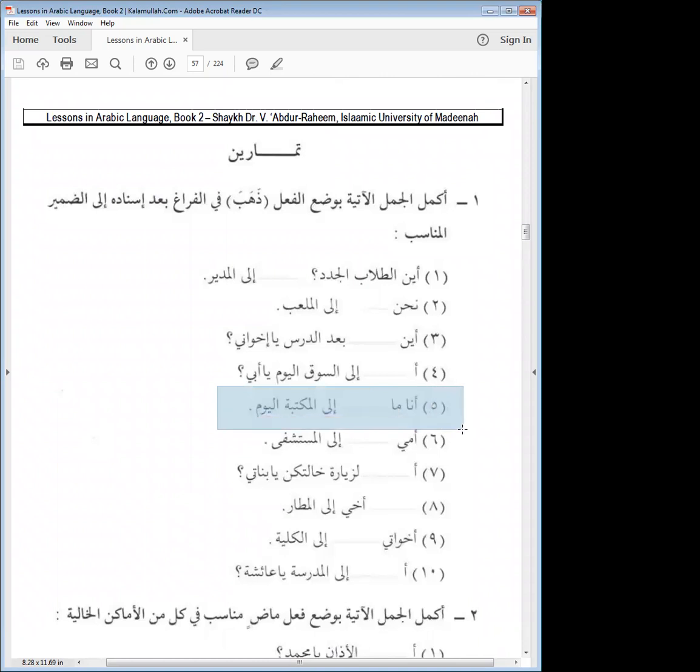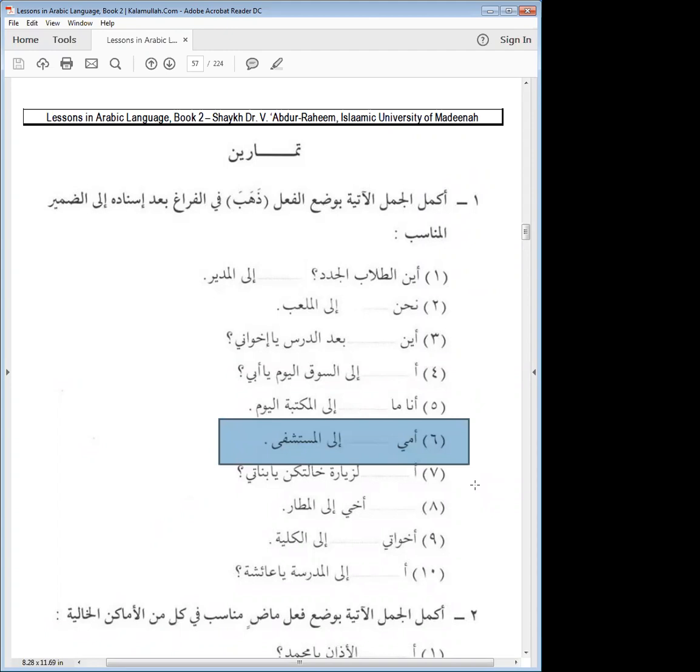Next one, volunteer for number 5. رقم 5. أنا ما something إلى المكتبة اليوم. أنا ما ذهبت إلى المكتبة اليوم. نعم أحسنت. So it's first person singular. So once you see أنا, we know it's first person singular. Right, next one. رقم 6. أمي something إلى المستشفى.